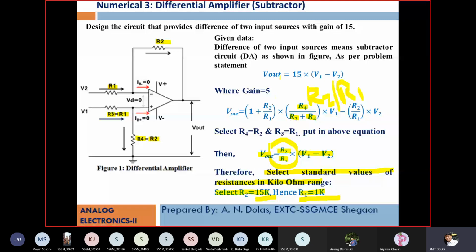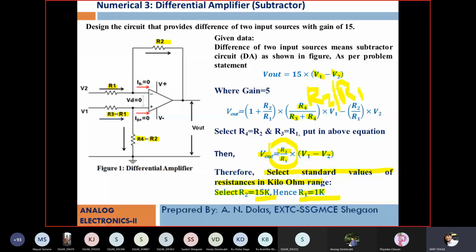We should not bother about the values of V1 and V2. Those are unknown. What is the problem statement? Only the difference of them has to be amplified, whatever may be the values of V1 and V2. So a very simple two-step answer, where the gain is 15.